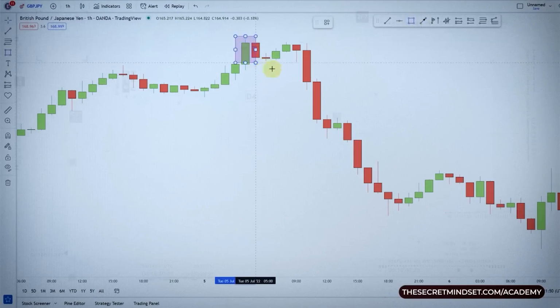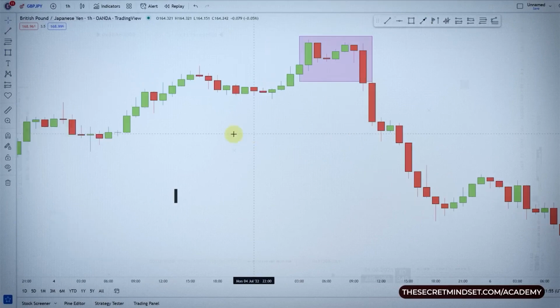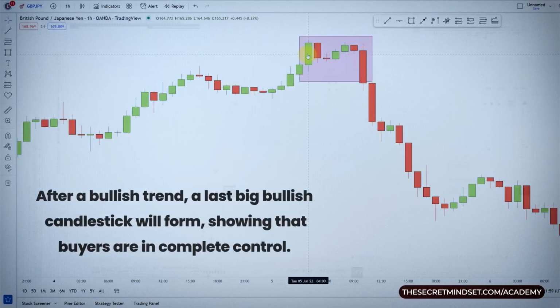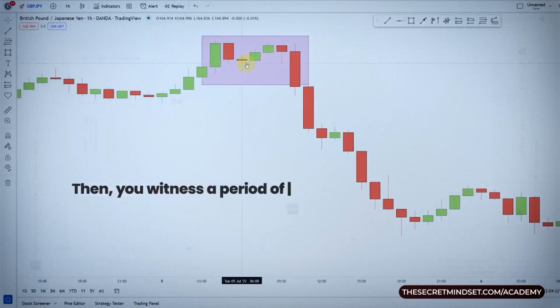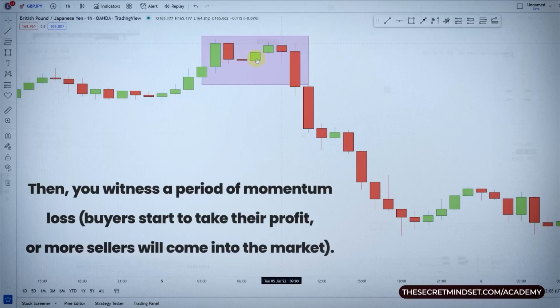So what's the psychology behind this pattern? Let's consider a tower top. After a bullish trend, a last big bullish candlestick will form, showing that buyers are in complete control. Then you witness a period of momentum loss. The buyers maybe have used their resources, are starting to take their profit, or more sellers will come into the market.